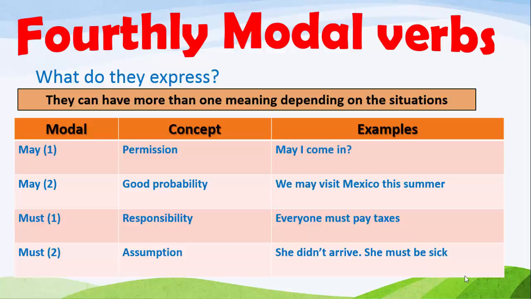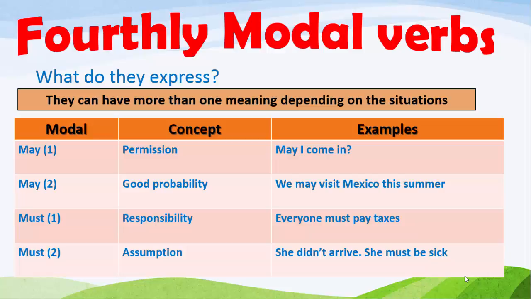Must is used for necessity and for responsibility. When I say, everyone must pay taxes, this is necessity. And we always say we use must for expressing necessity and rules, and we use must for expressing outer obligation. When the signal is red, you must stop. This is a rule, and we have to follow it.